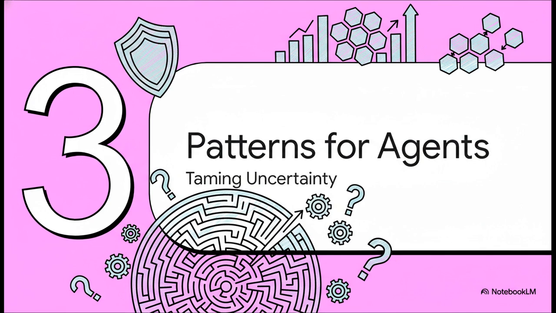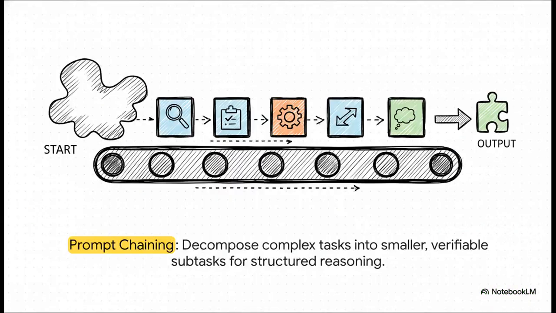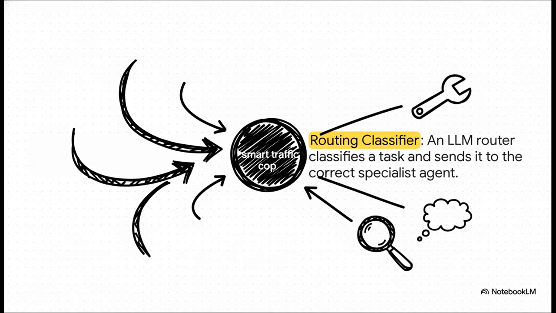Okay, so we've got the problems laid out: uncertainty, privacy, and scale. Now let's get to the good part, the solutions. We can start by taming all that randomness with some pretty clever design patterns. The first pattern is called prompt chaining. Instead of trying to write one giant, super complex prompt, you break the task down into smaller, more manageable steps. Each agent in the chain handles one little subtask and then passes its output to the next one. It's kind of like an assembly line for AI, and it adds a ton of structure and checkpoints along the way.